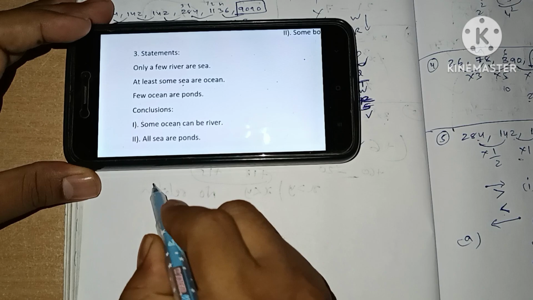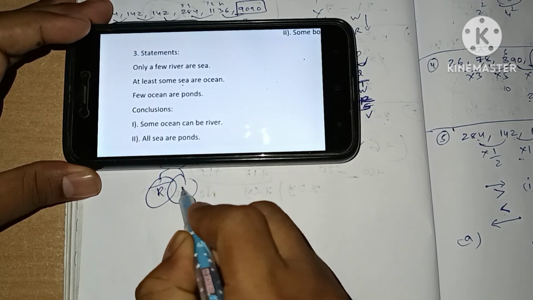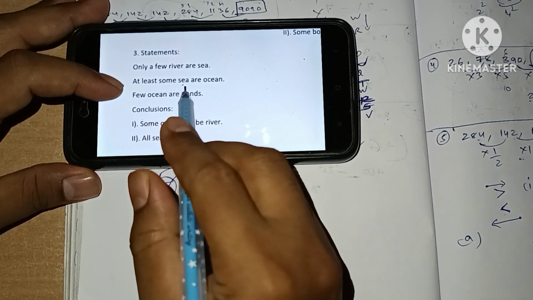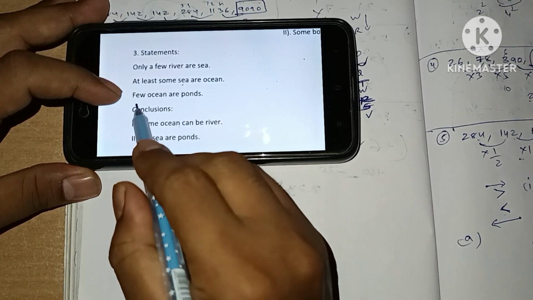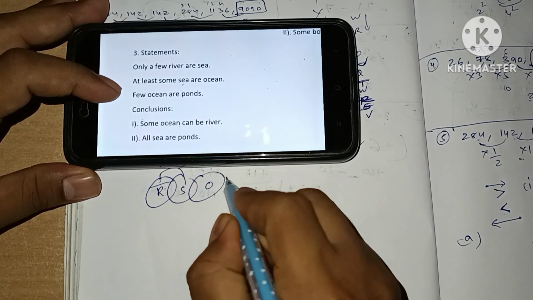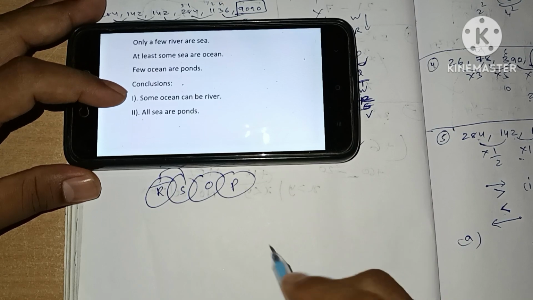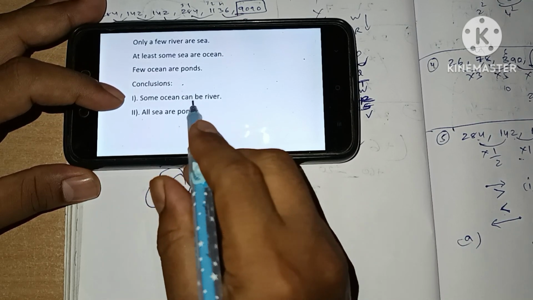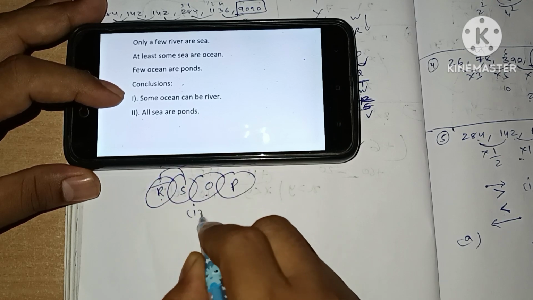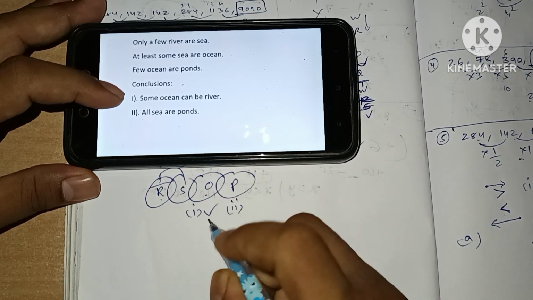Only a few river are sea. At least some sea are ocean, means some sea are ocean. Few oceans are pond, means some ocean are pond. Let's see conclusions. Some ocean can be river. This is ocean and this is river. And it is saying about possibility. Yes, it is possible.